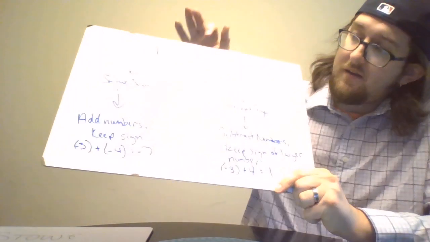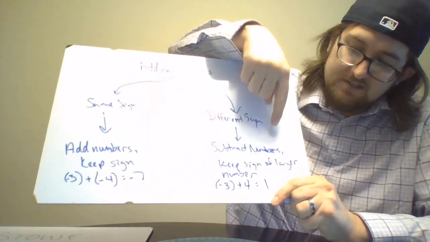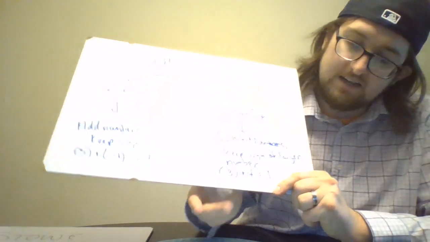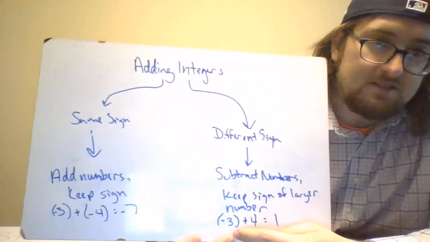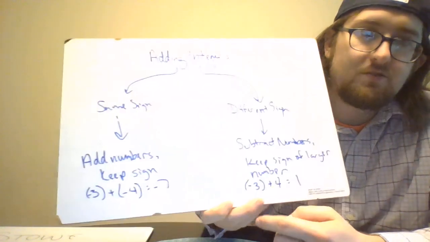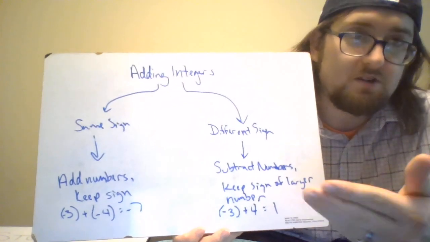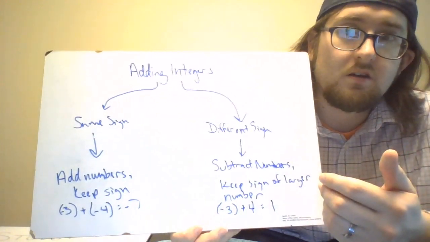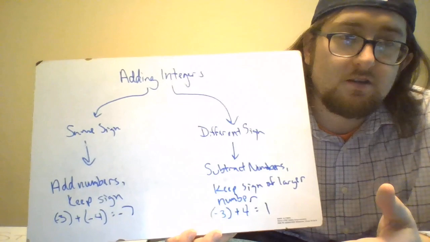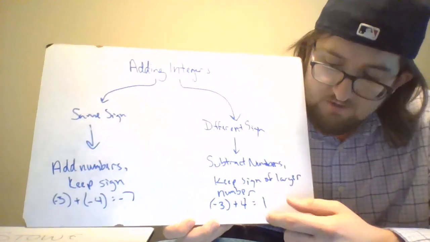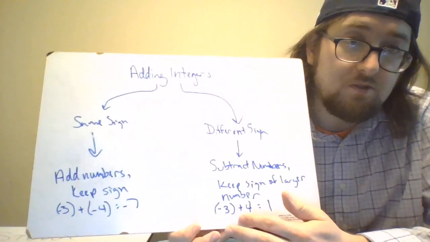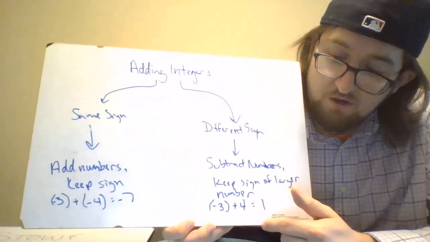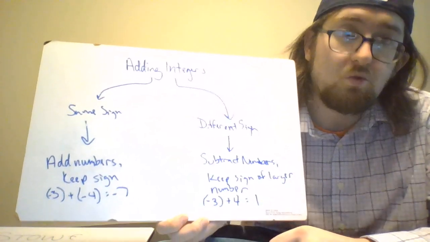Okay. If you're adding integers and they're different signs, subtract the numbers, keep the sign of the larger number. So now we've got -3 plus 4. Obviously different signs, that's negative, that's positive. If you subtract the numbers, you'd say 4 minus 3 is, fine, I'll answer it. 4 minus 3 is 1. And what's bigger, the 4 or the 3? The 4 is bigger and it's positive, so it would be +1.